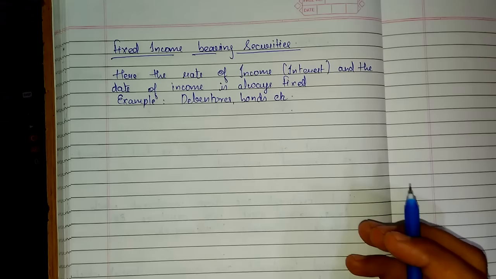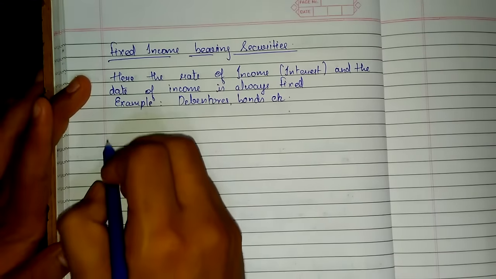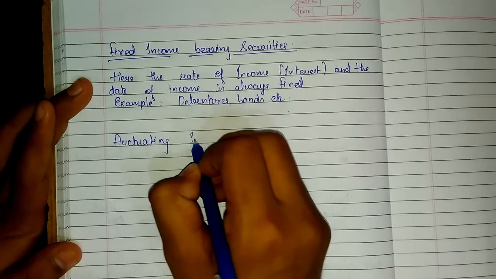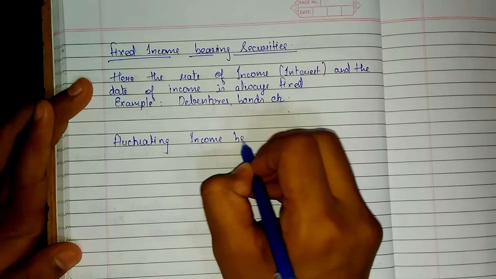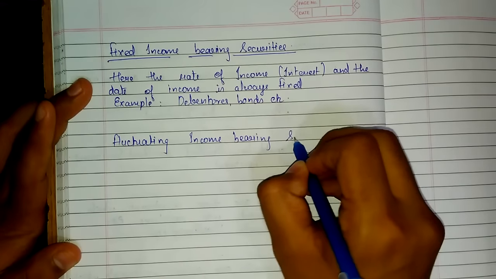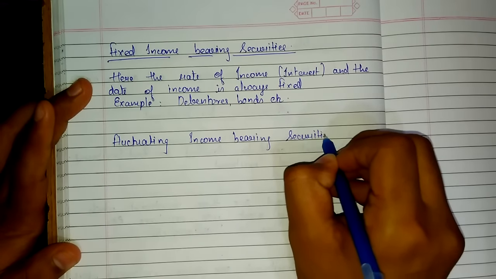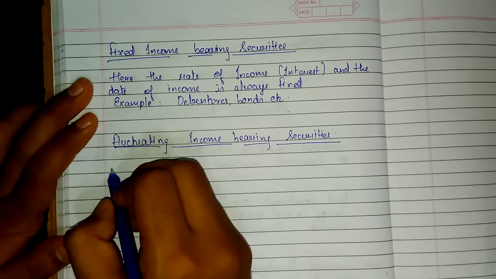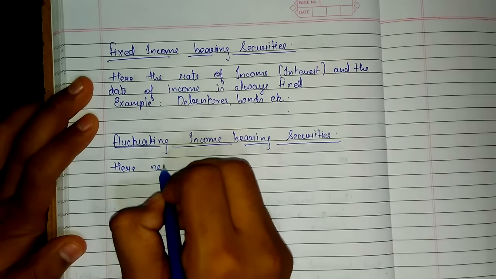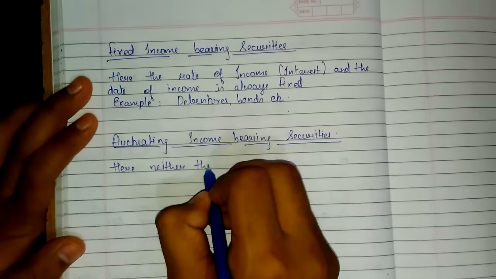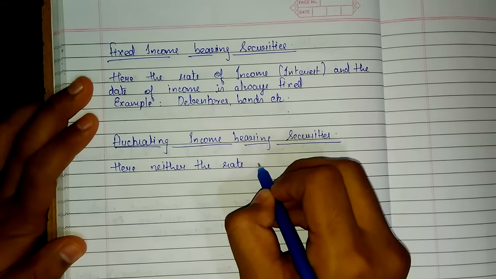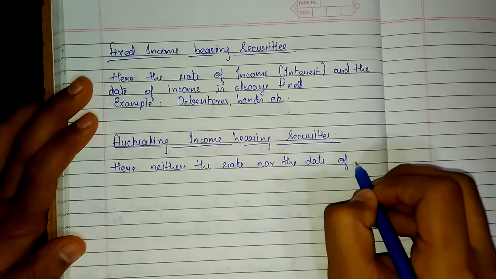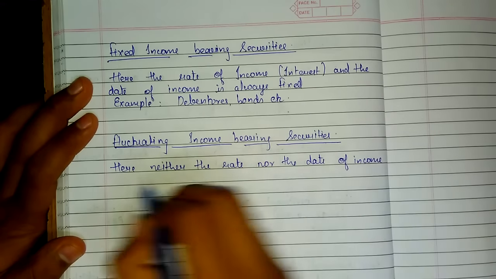We need to understand what fluctuating income bearing securities means. Fluctuating income bearing securities. Here neither the rate nor the date of income is fixed.